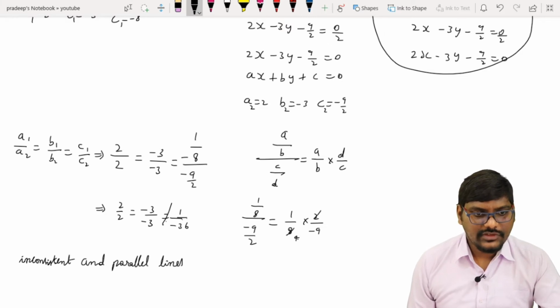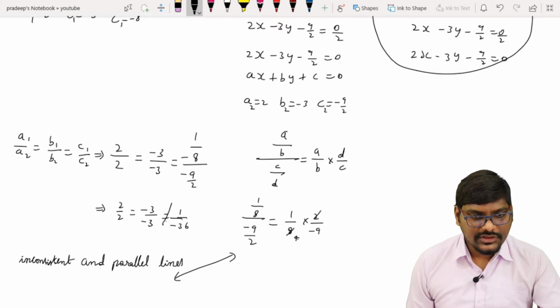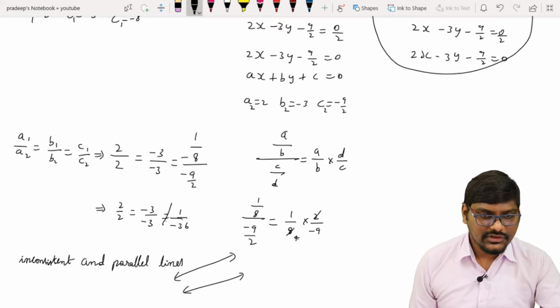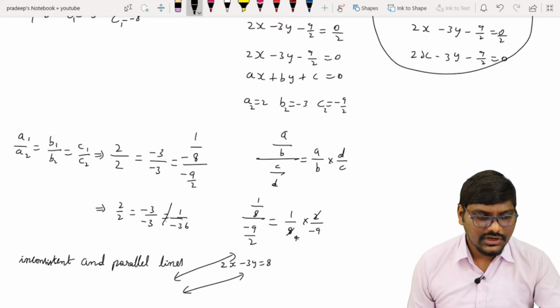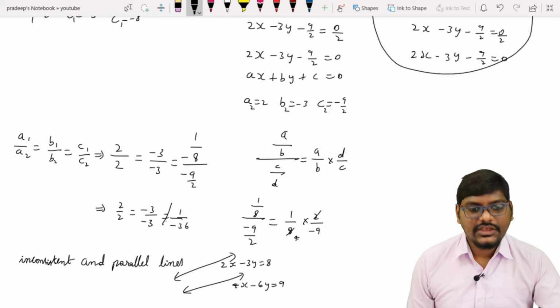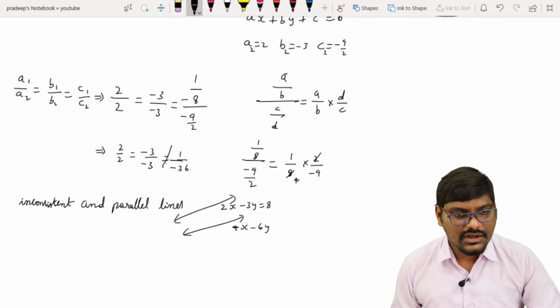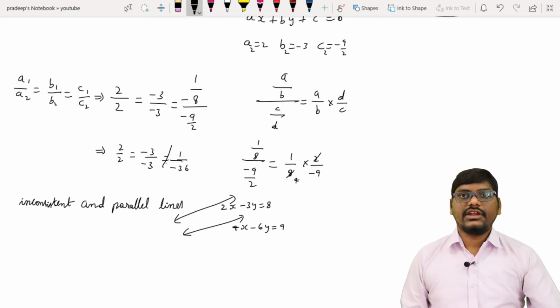Okay. So if they are parallel, how do they look? If this is one line, the second line will be like this. So in such a way, what will be the equation of the first one? This equation, 2x minus 3y equal to 8, is the first one, and 4x minus 6y equal to 9 is the second equation. So we got this as the parallel equations. I hope this is very clear to you.